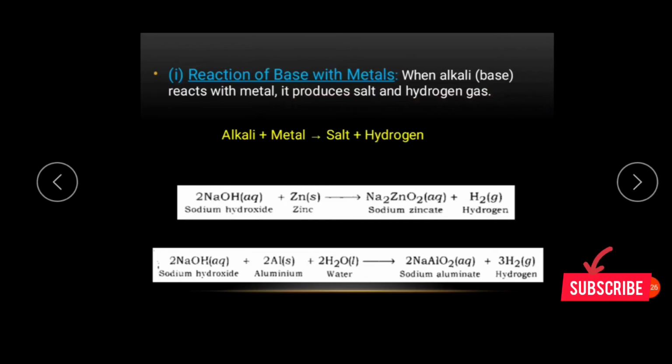Okay, so here is the basic reaction which depicts the whole scenario. Alkali plus metal gives salt and hydrogen, as it was in the case of acid. Acid and metal, they were reacting to form salt and hydrogen gas. Similarly here, base is reacting with the metal to form salt and hydrogen. Sodium hydroxide reacts with zinc to form sodium zincate and hydrogen gas is released. Similarly is the case with sodium hydroxide and aluminium.